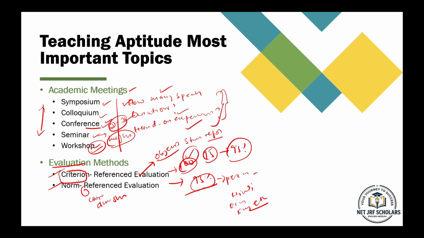Criteria means there is some criteria for the evaluation. Norm is the comparison among the students, so that's why they used to give the percentile. Whereas in the criteria, they'll give the percentage. That is the major difference. So please read them, because they tend to change the definitions and ask statement 1 true, statement 2 true.